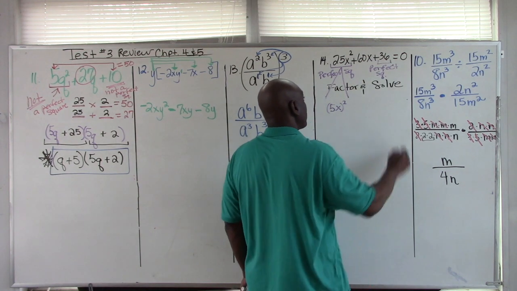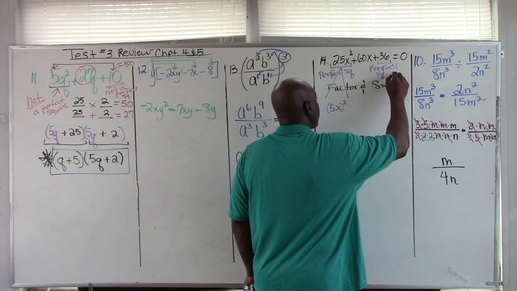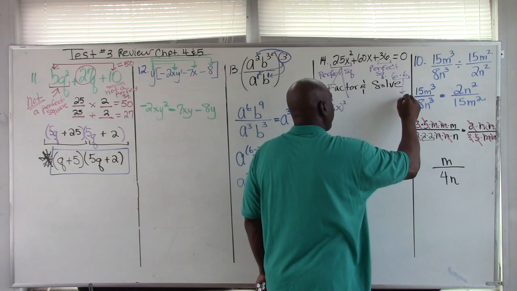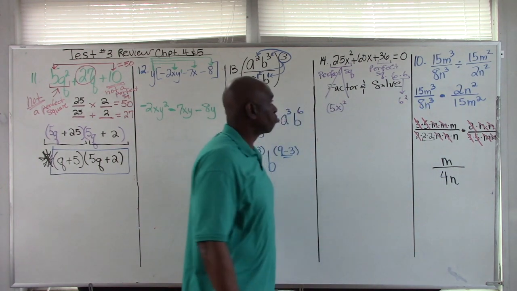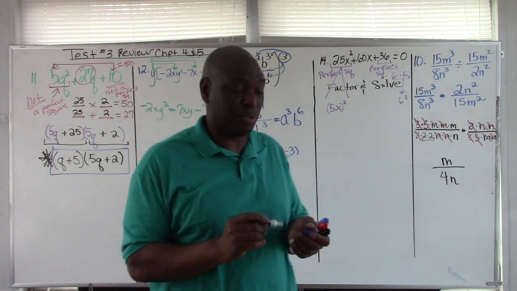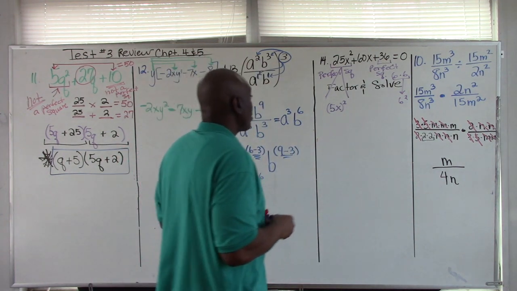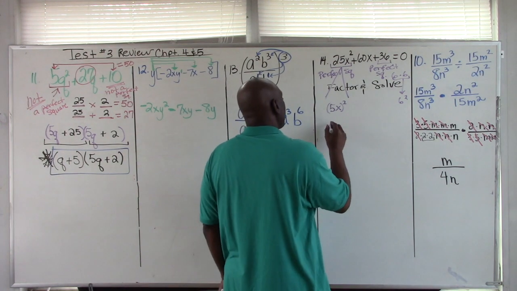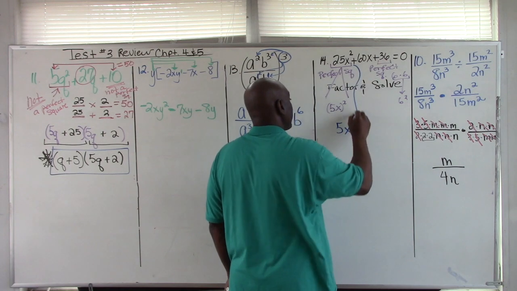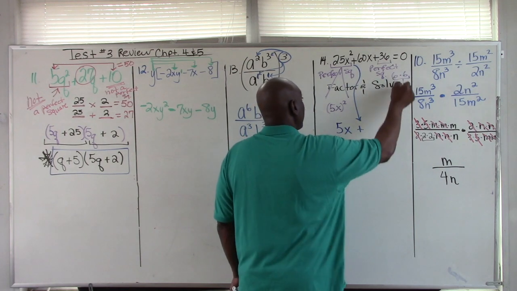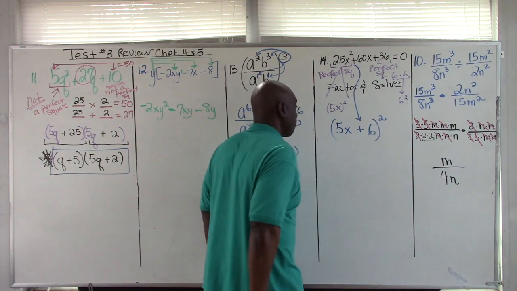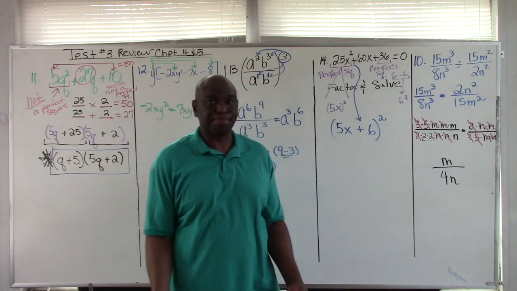And what makes it perfect? Well, because it is 6 times 6, which is 6 squared. So our first and last term are perfect squares, which makes the factoring so much easier now. So when I factor this, the factors are going to be 5x, keep the first sign, plus 6, quantity squared. That's it. That's the factors.